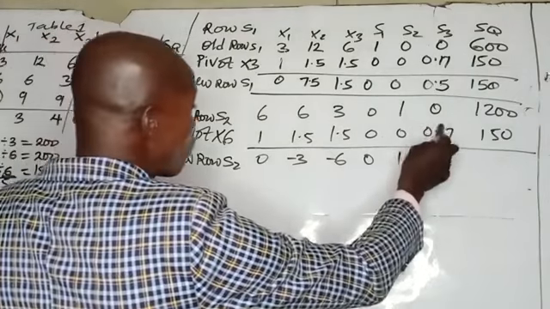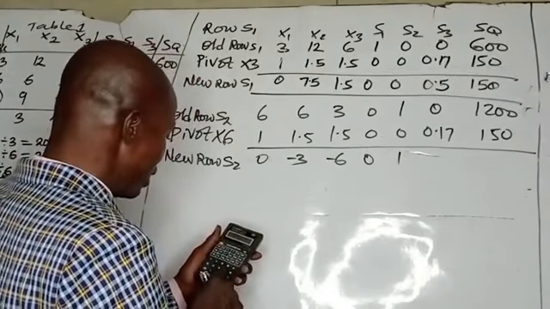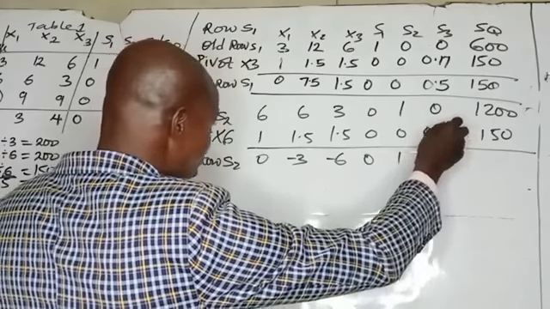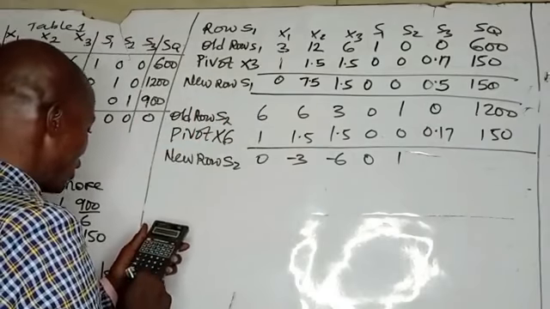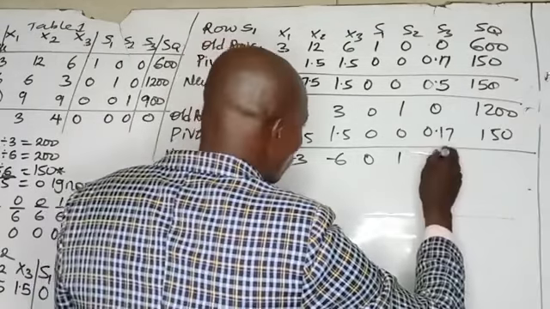No, it was 1 over 6 that gave us this. Let me retain 1 over 6, that fraction that gave us this, to avoid a rounding off error. 1 over 6 times 6 gave us 1. 0 minus 1 is minus 1.